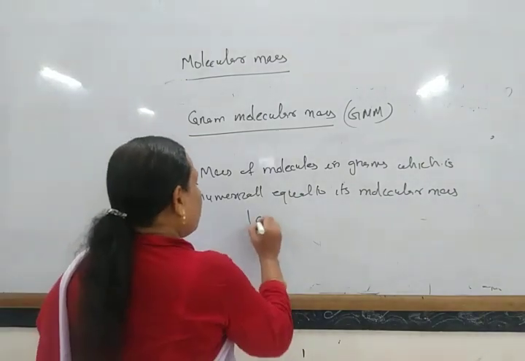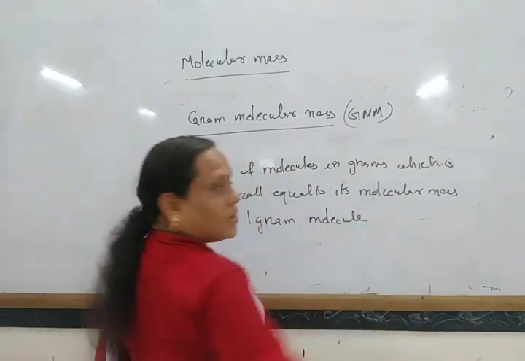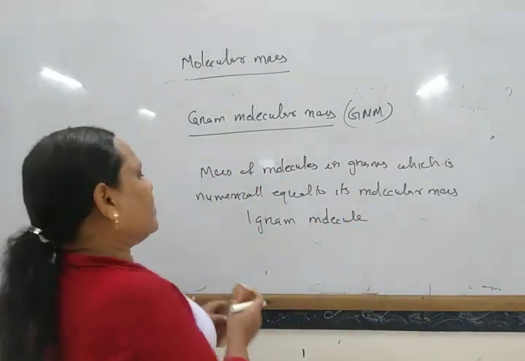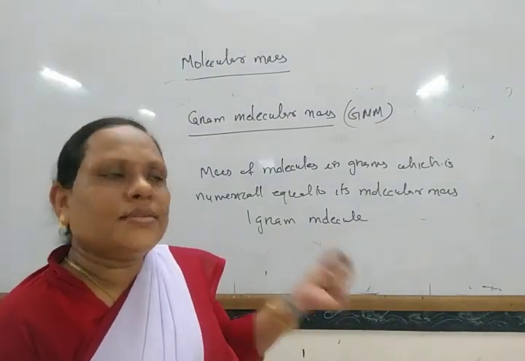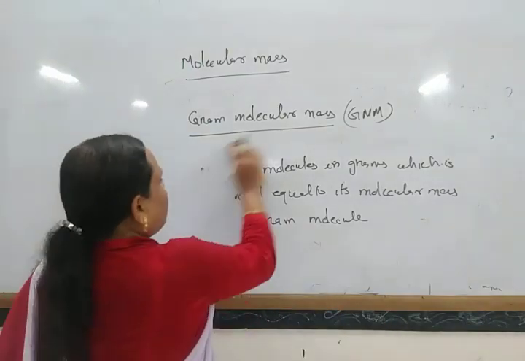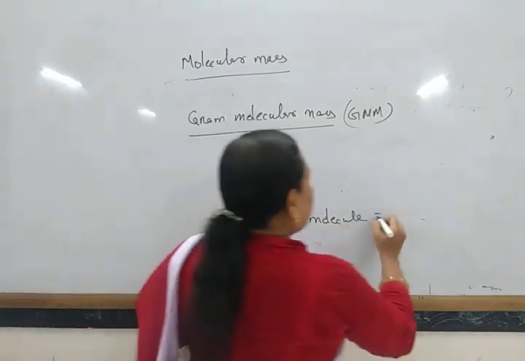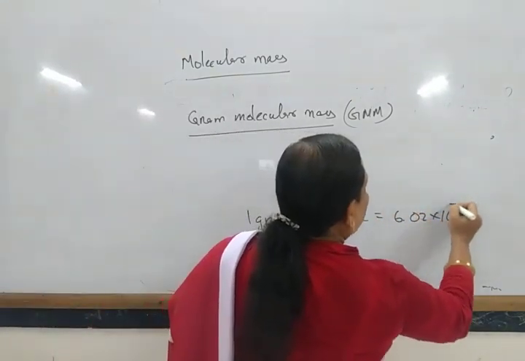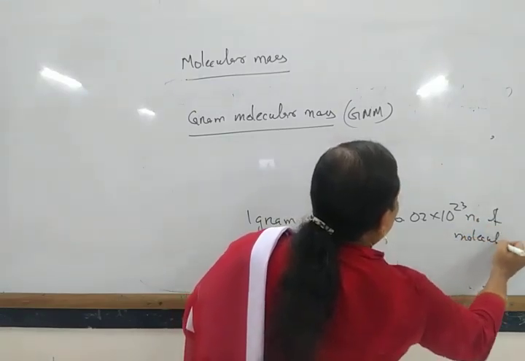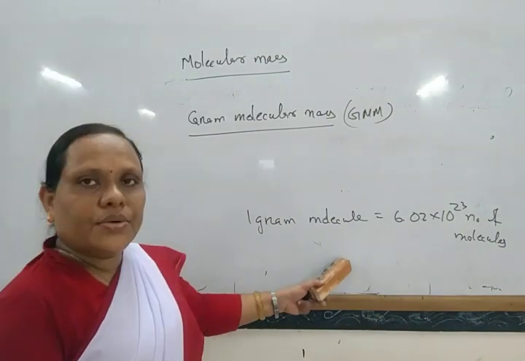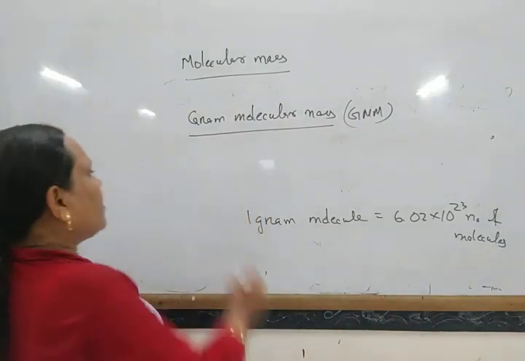It is also called 1 gram molecule. So 1 gram molecule of any substance means whatever its molecular mass is, just put it in gram. And 1 gram molecule of any substance contains 6.02 into 10 to the power 23 molecules.